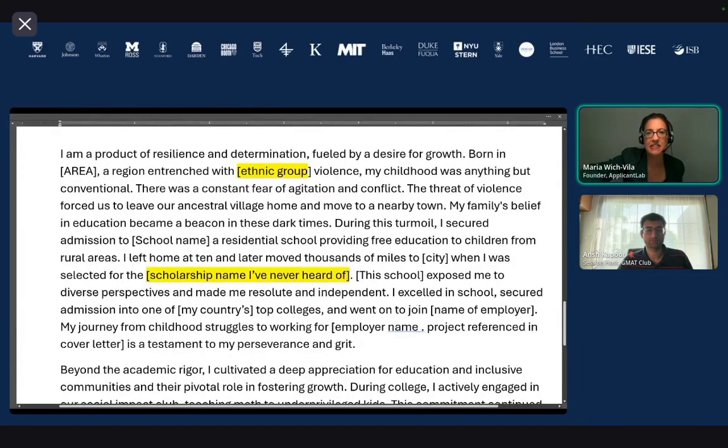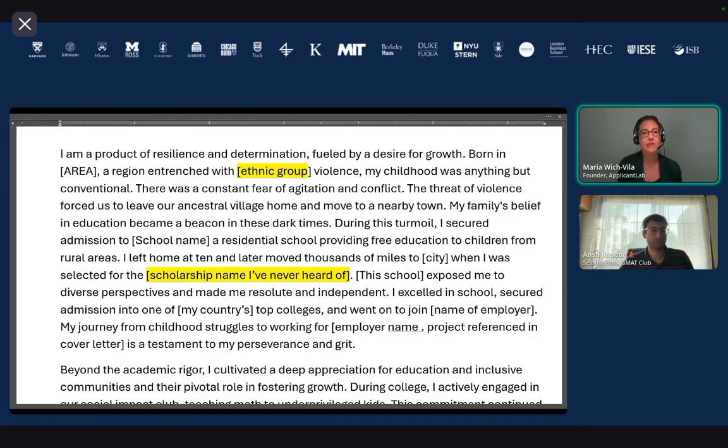I am a product of resilience and determination fueled by a desire for growth. It's a little generic, but okay. Most people are fueled by a desire for growth. It's the human condition. Not everyone, but most people. Maybe not 100% of people can say this, but a lot of people can say that they are fueled by a desire for growth.